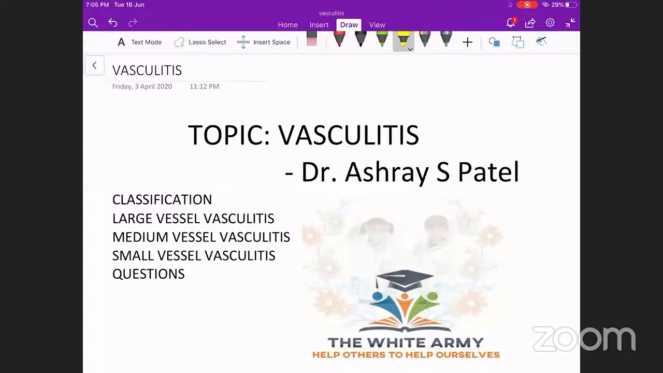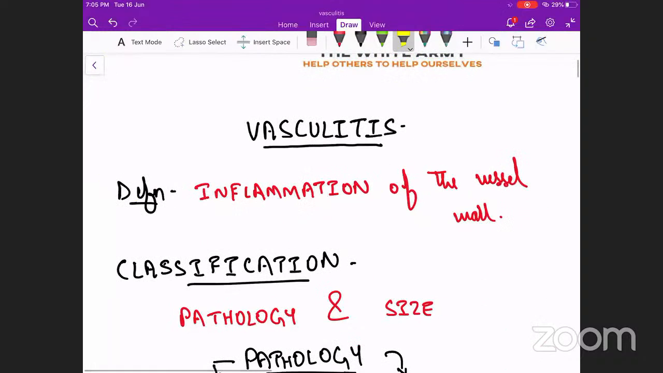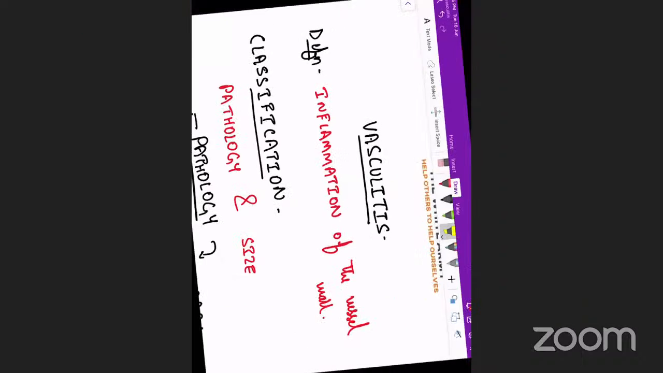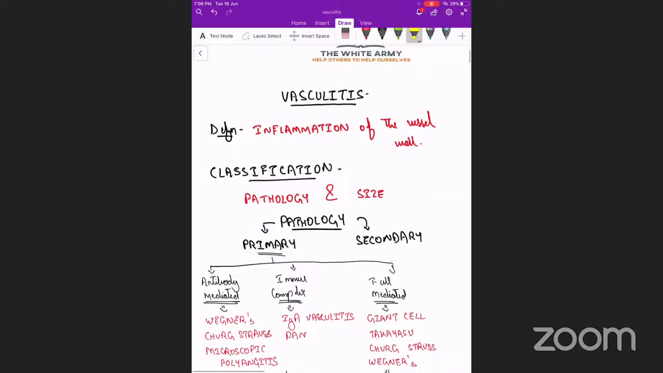The topics it will cover are classification, large vessel vasculitis, medium vessel vasculitis, small vessel vasculitis, and a few questions. Okay, so let's start. Vasculitis, by definition, is nothing but inflammation of the vessel wall. In simple terms, vasculitis is nothing but inflammation of the vessel wall.